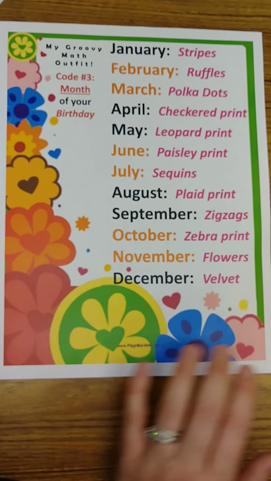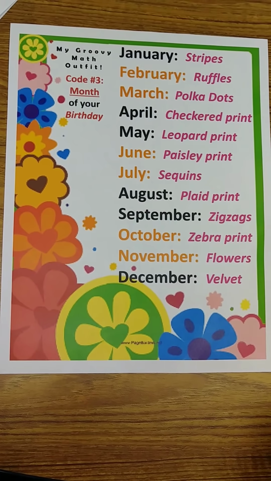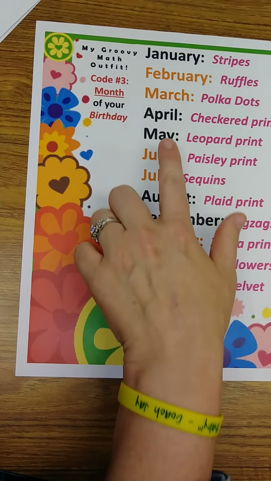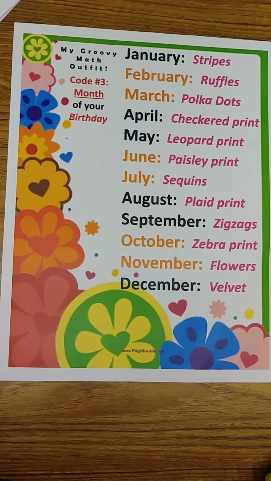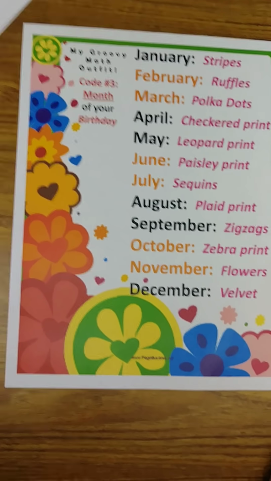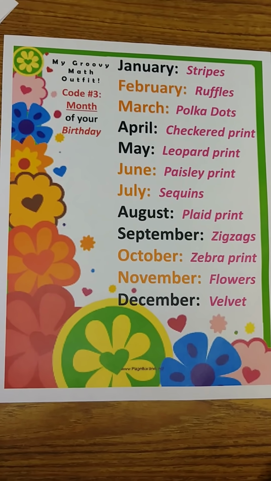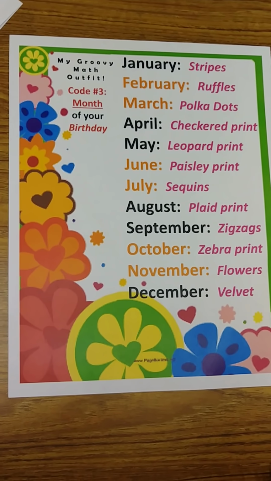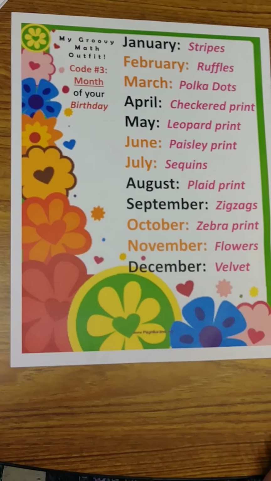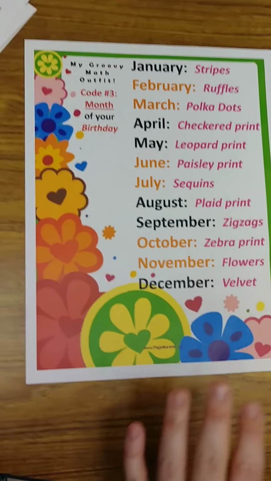So we are looking for our birthdays, and I am born in May coming up, so I would be leopard print. Miss Tay, what month? I am born in February, so mine would be Ruffles. Ooh, Ruffles. And not the chips, guys. I could go for some Ruffles right now. That sounds delicious.